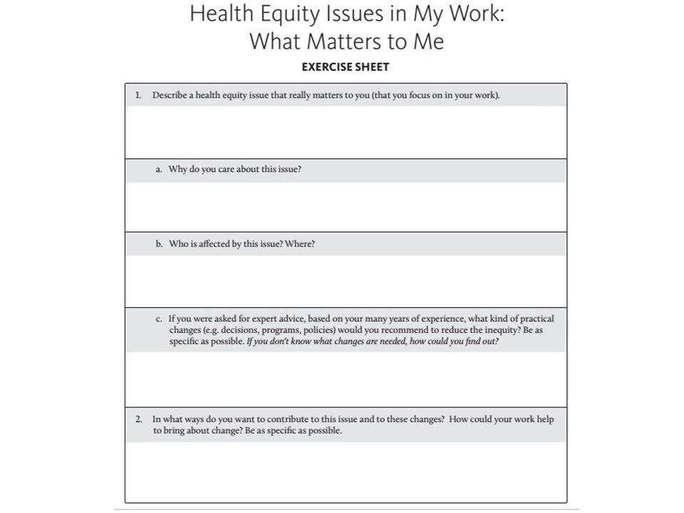That's okay, because you need to start where you are. Well, then how could you find out? How could you find out what kind of changes are needed to address the inequities and this issue that you care about? You might want to ask somebody. So maybe instead of writing down in number C what changes in policies need to happen, maybe you need to write down somebody's name who's been working in this area for a long time so that you can become even more expert on this issue. So in number two, this is really talking about in what ways do you want to contribute to this issue to see the changes, and how could the work that you're doing, your research, your epi research, help to bring about these changes, and be as specific as possible.